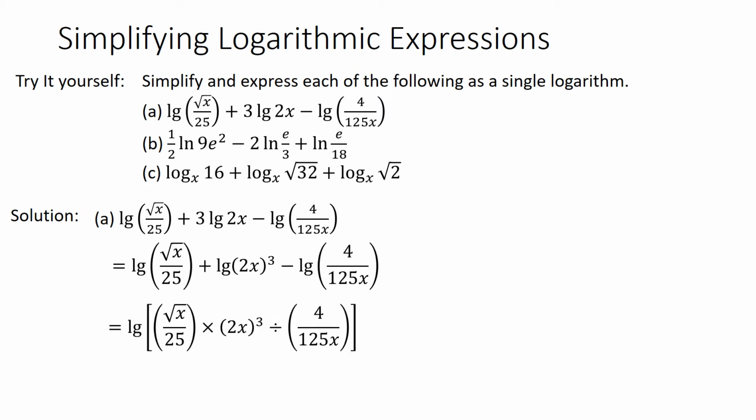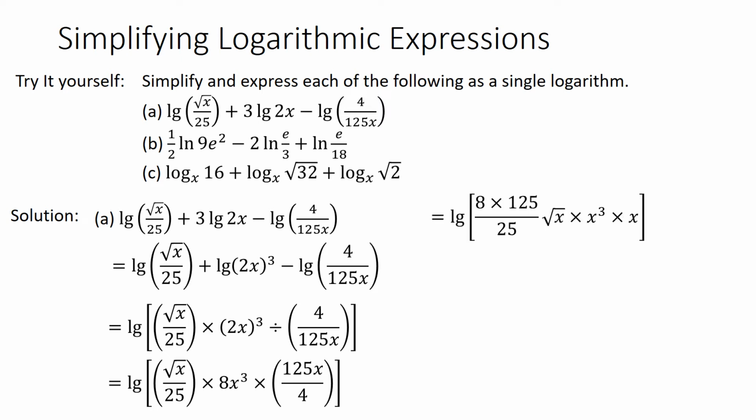Then we can see that they contain plus and minus. We can apply law number 1 and law number 2, where the plus becomes multiply, the minus becomes division. Hence, it becomes log sub x, 1/25 times 2x cubed, divided by 4/125x. Then we can simplify this expression. It will be log sub x, 1/25 times 8x cubed times 125x/4.